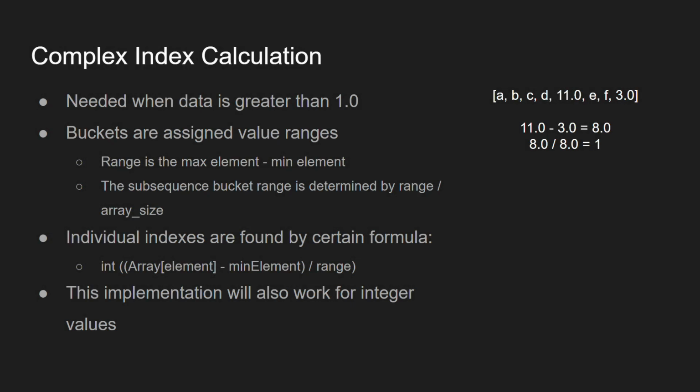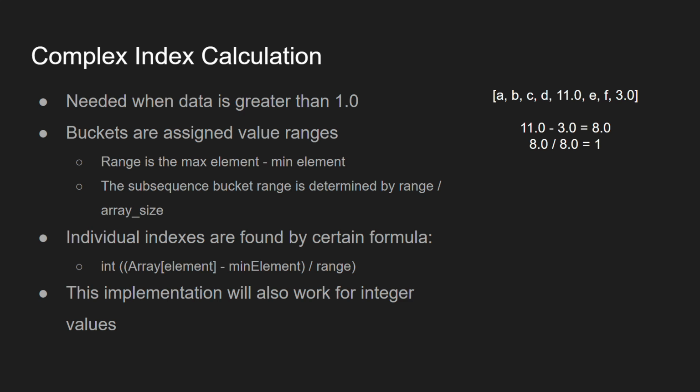Now, for the more complex index calculations when you need numbers greater than 1.0, the buckets are assigned range values. These range values are calculated from the range between the max element and the min element. In the case of the list to the right, we have element 11 and element 3, so the range comes out to be 8. And this is important because when divided by the actual size, you get the value 1, which represents the coverage of each bucket. So each bucket will cover a range of 1.0. Any floating numbers inside that range will be inserted in that bucket.